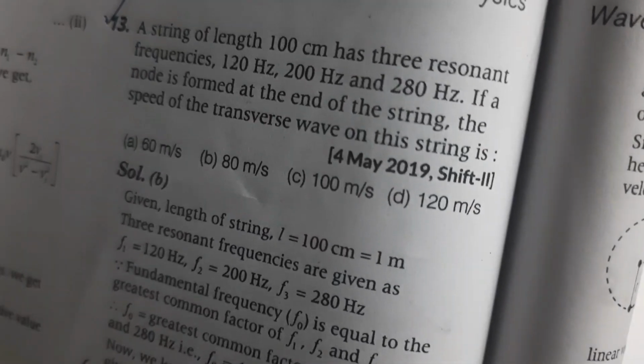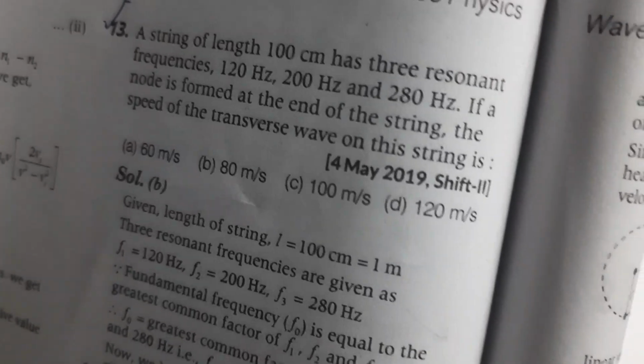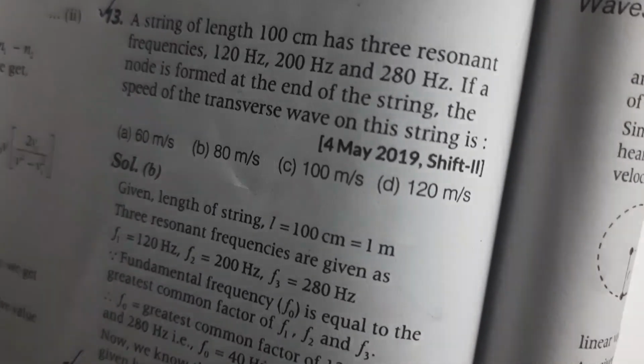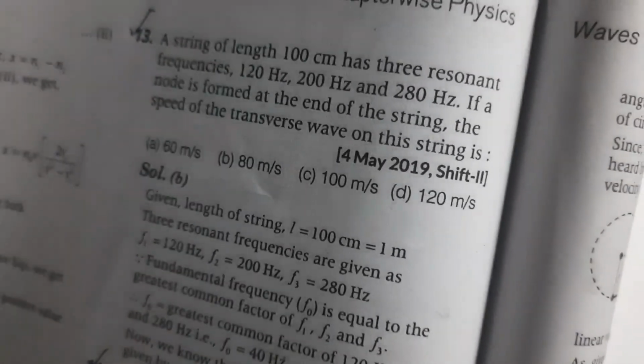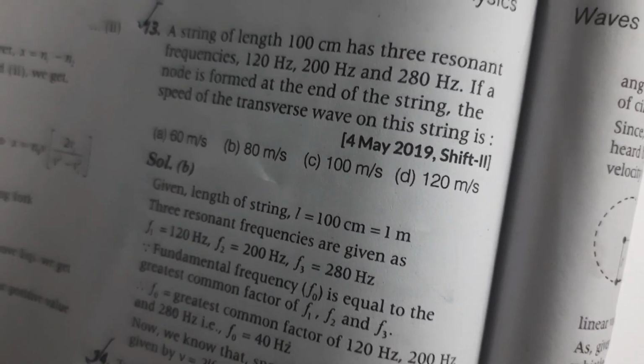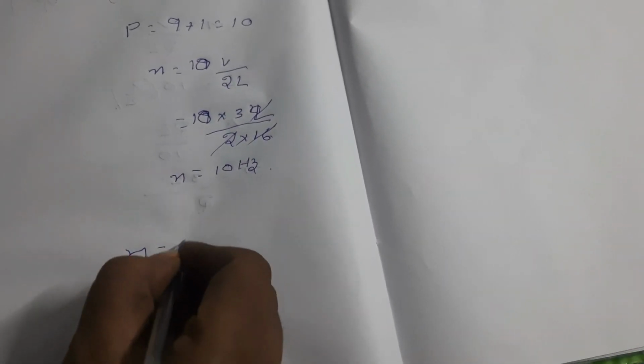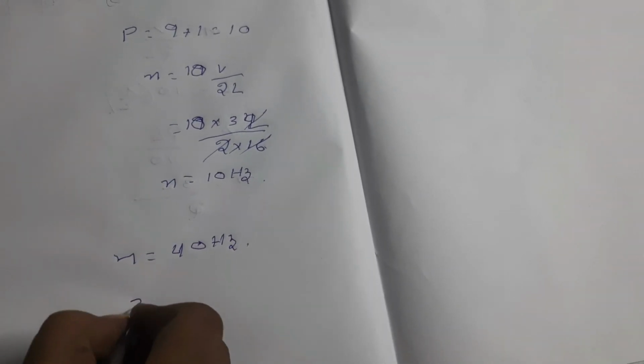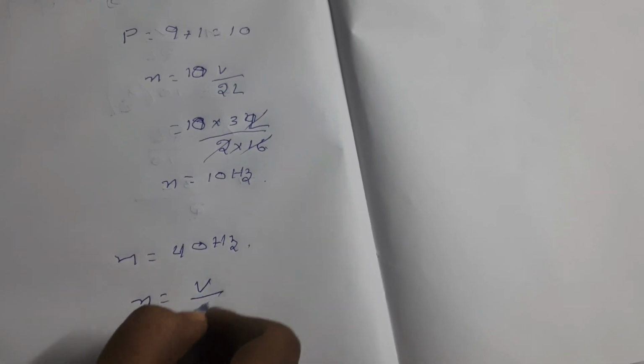So what is the common factor in this? 40. Okay, 3 times 40, 5 times 40 and 7 times 40. So the common factor we are taking is nothing but the fundamental frequency. So N is the fundamental frequency; the common factor we should take. N equals 40 hertz. But they are asking about the speed. N equals, what is the formula? V by 2L. V by 2L.